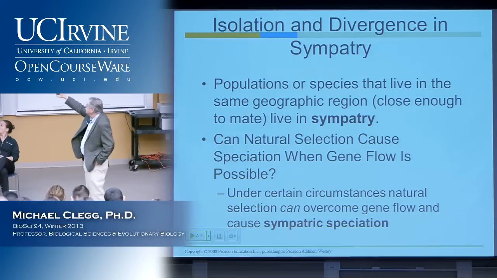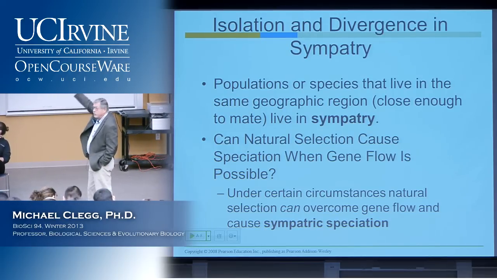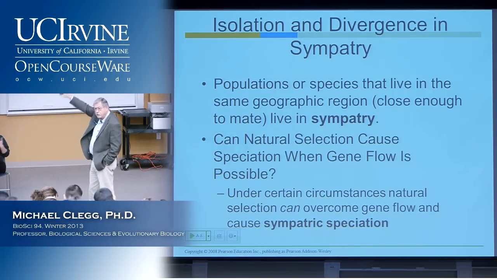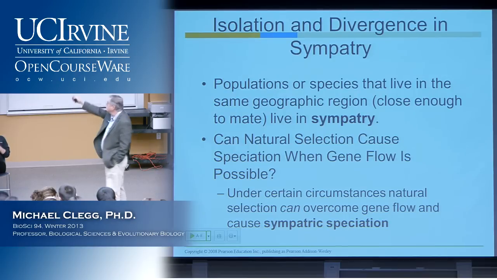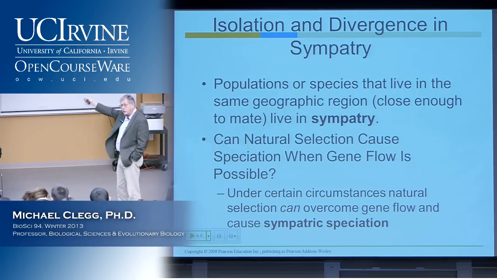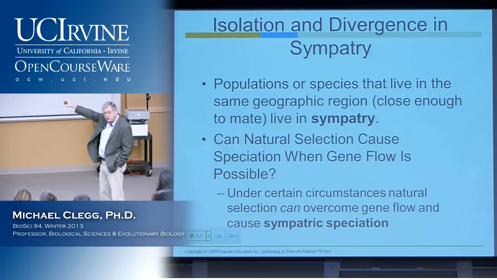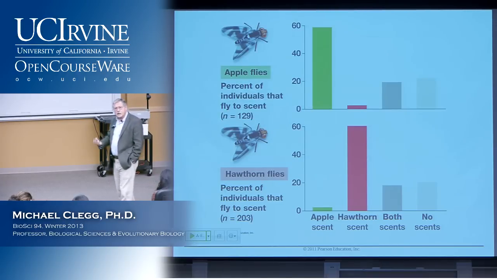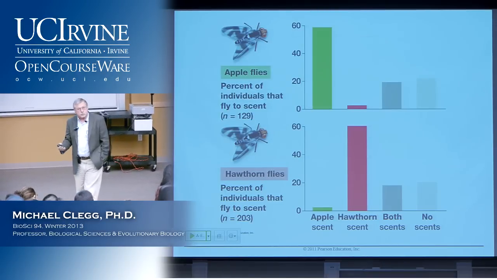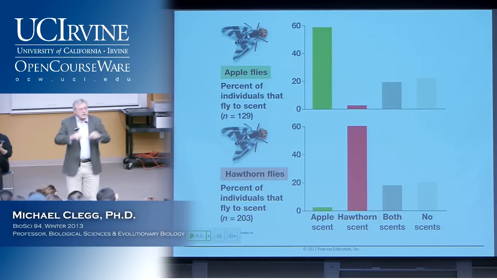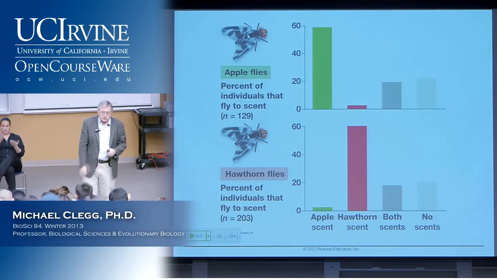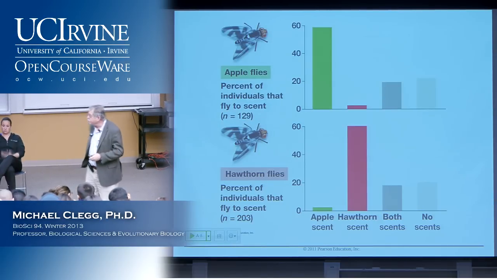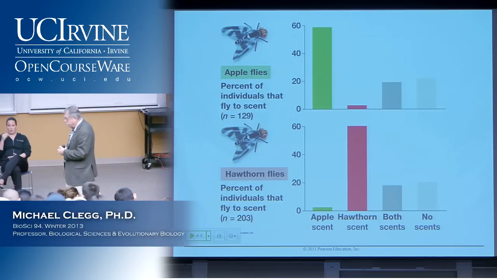So can populations diverge to the point of becoming new species when they are in physical contact, that is, sharing the same space? Sympatric speciation. Well, there's a really nice example in your textbook of the process that might lead to sympatric speciation, and this is actually the apple and hawthorn fly example.